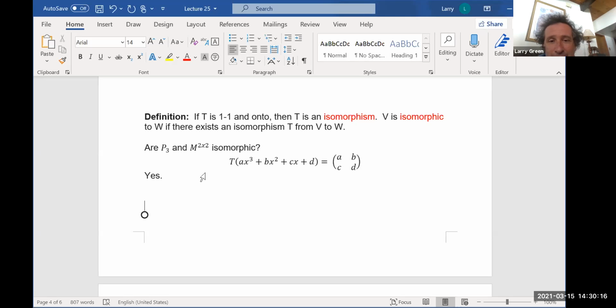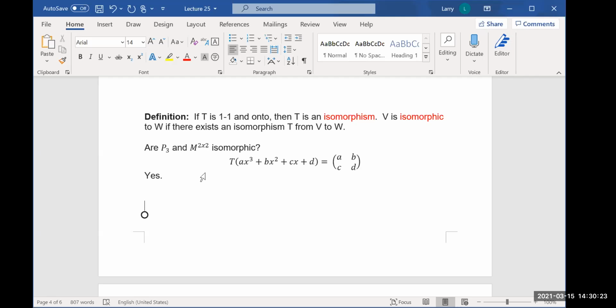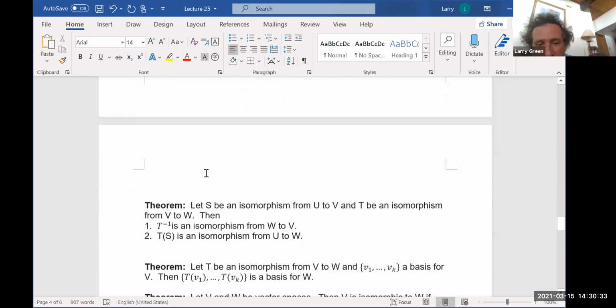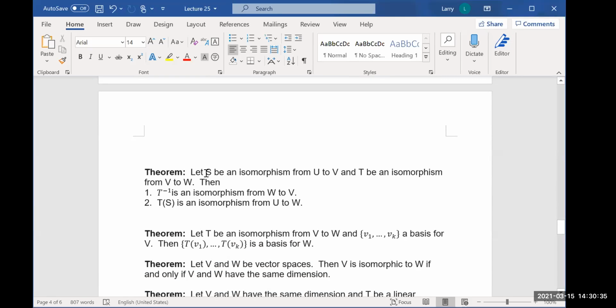It's also isomorphic to M6 by 1. It's also isomorphic to M3 by 2. Do you see that? Because you just position the A, B, C, D, E, F. You just put them together. Does that make sense? You do the same thing. Yeah, that always works. And we'll get a theorem about that in a minute.